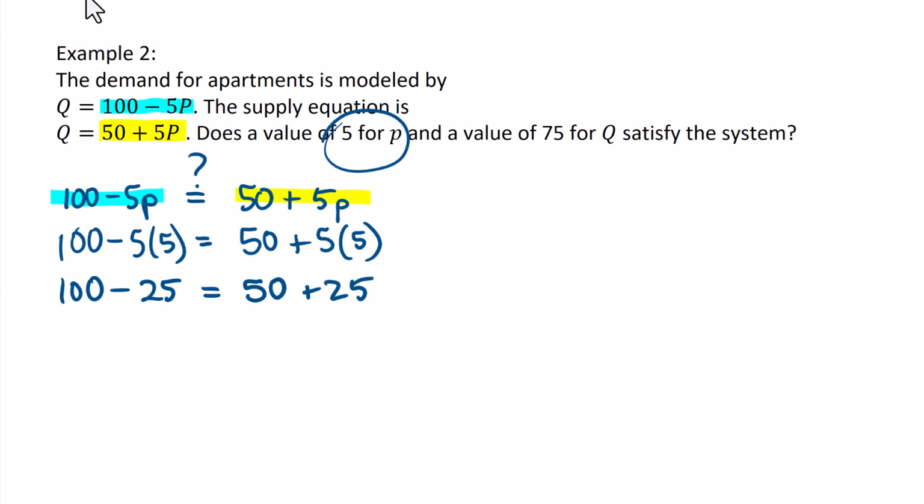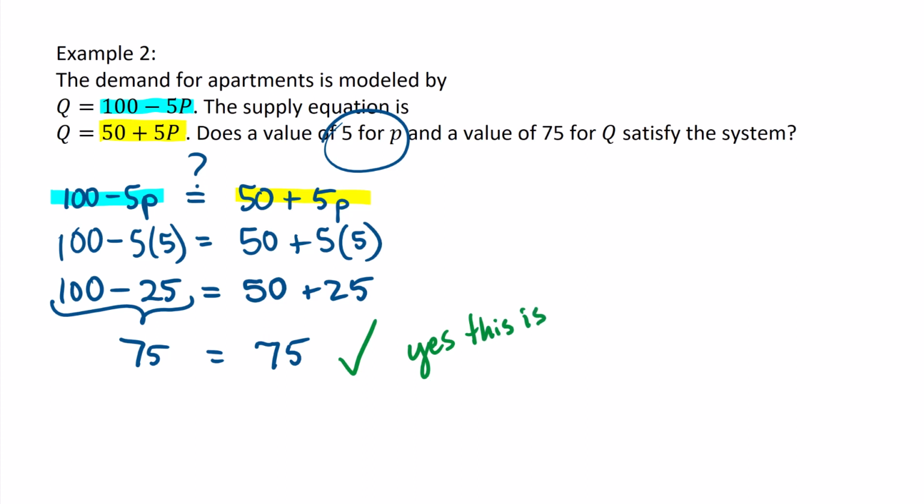We need to see if that's a true statement. On the left we get 75, and on the right we get 75. This is true. So yes, this is a solution to the system.